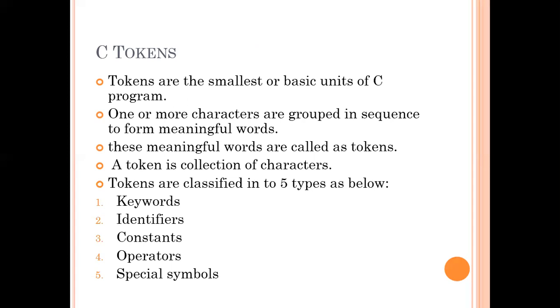C tokens. In a passage of text, individual words and punctuation marks are called tokens. Similarly, in a C program, the smallest individual units are known as C tokens. C has 6 types of tokens.